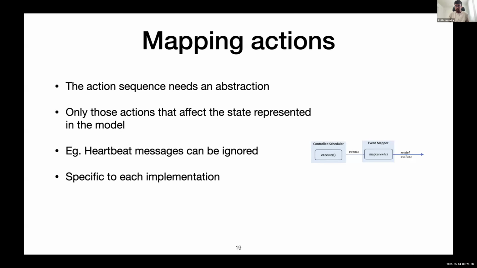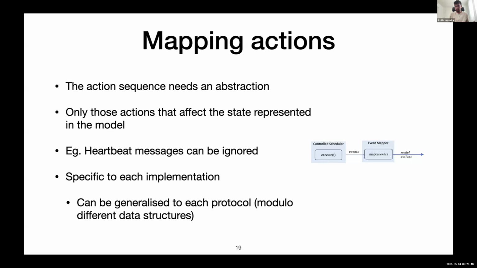This mapping is very specific to each implementation. Certain implementations might have more events, more optimizations, but you can make it general. If you take the Raft protocol and all different implementations of Raft, you can generalize to say we only capture these events because this is the model that has only these events irrespective of the implementation. So you can generalize it. And I'll talk a bit about this in future work.